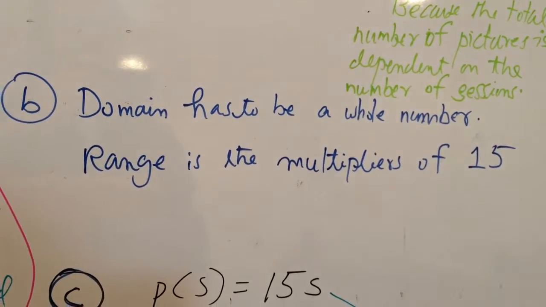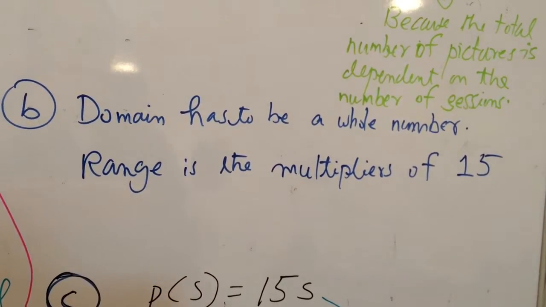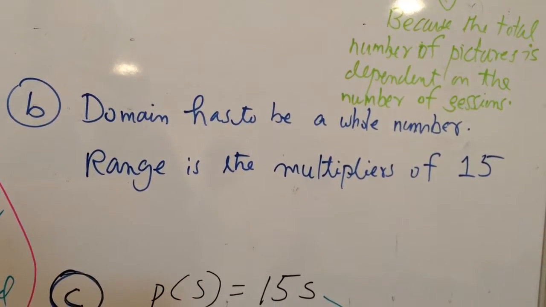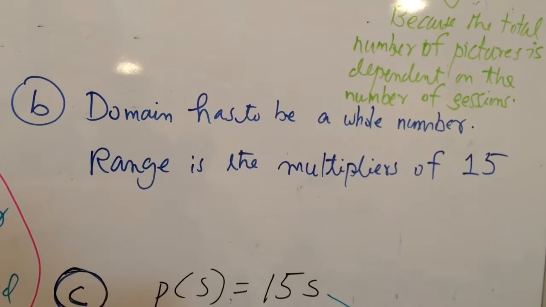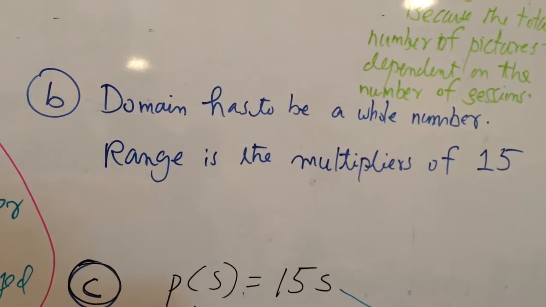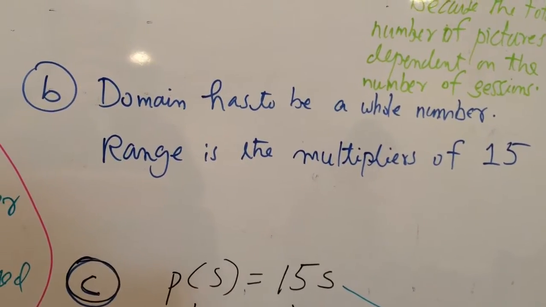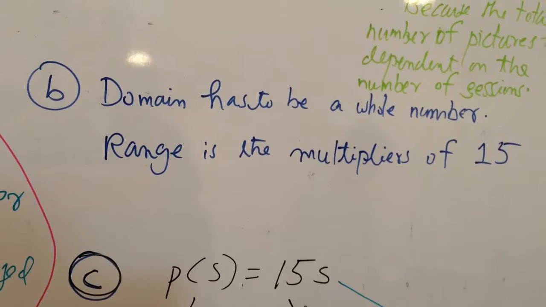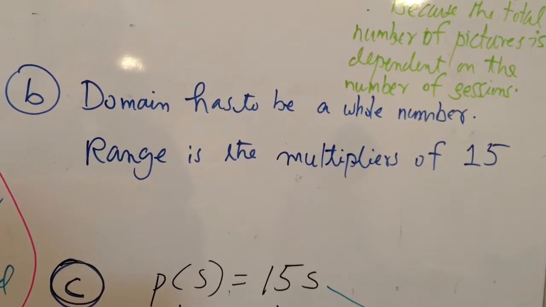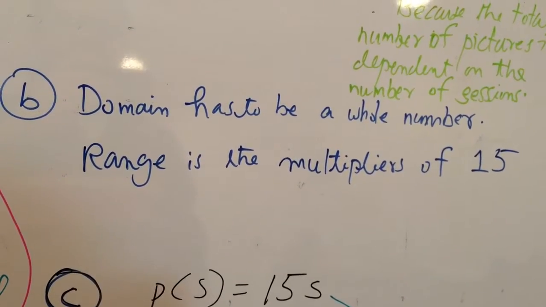So the range has to be a whole number, right? Range has to be whole numbers. Why? Because the range is the number of sessions. You cannot have a fraction, it has to be the entire session. It has to be a whole number. So it makes sense to think that the range is the set of whole numbers.